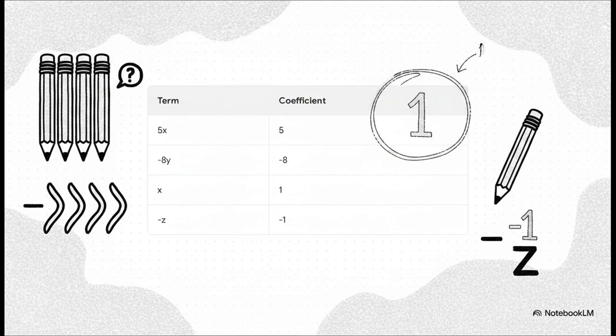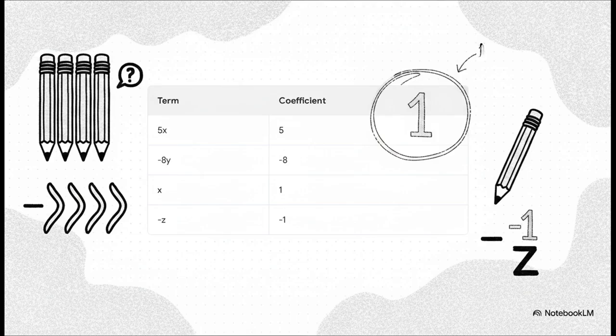If our term is 5x, the number in front, the coefficient, is 5. Simple, right? If the term is -8y, the coefficient is -8. But think about this third one. It's just a plain old x. Here's a little math secret for you. What is the coefficient there?